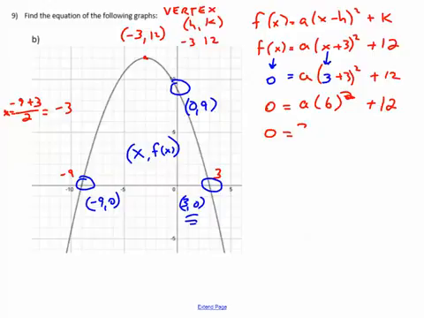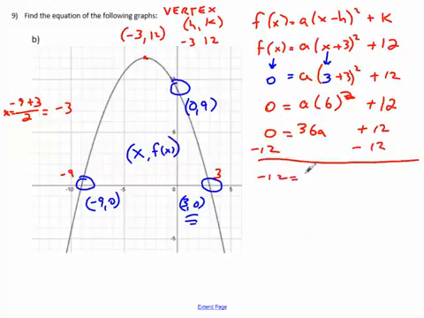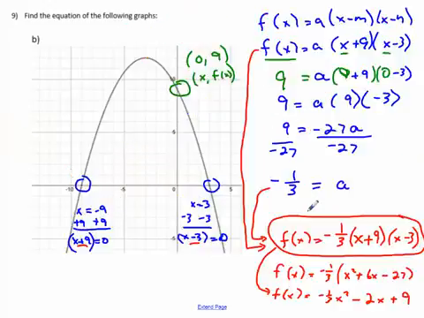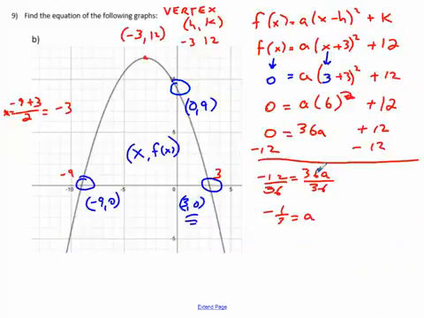0 equals 36A plus 12, and I'm just going to solve now. Subtract 12 from each side. Negative 12 equals 36A. Divide by 36. I've got negative 1/3 equals A, and sure enough, from my previous example, of the same parabola, I had A equals negative 1/3, so far so good.